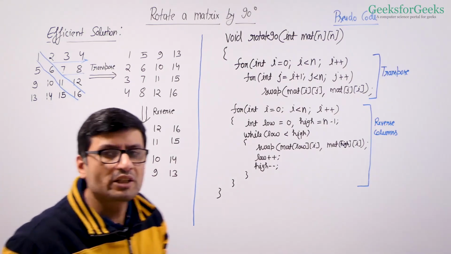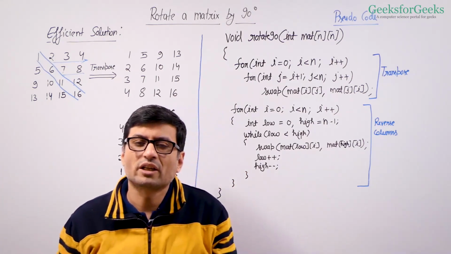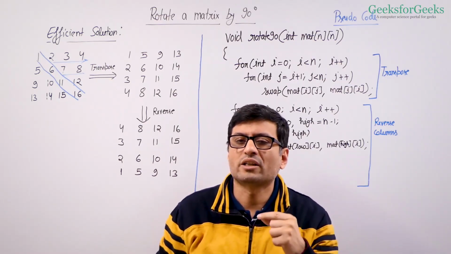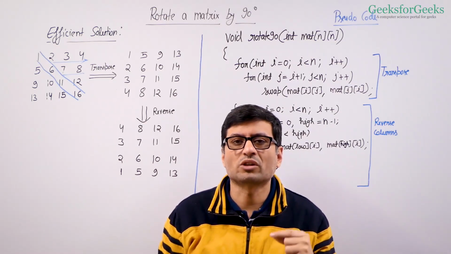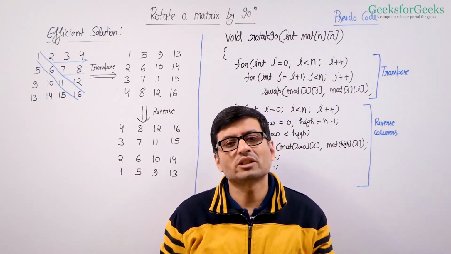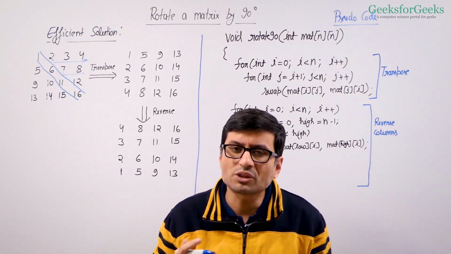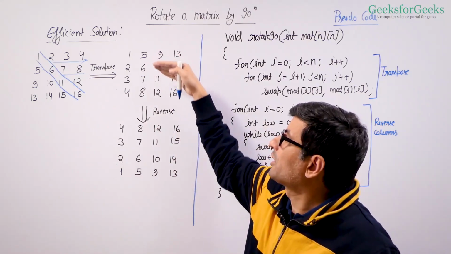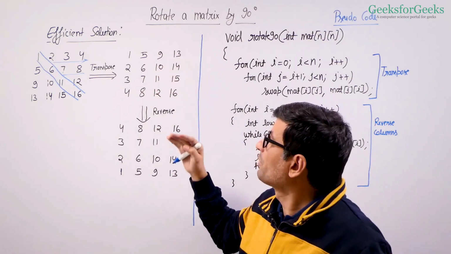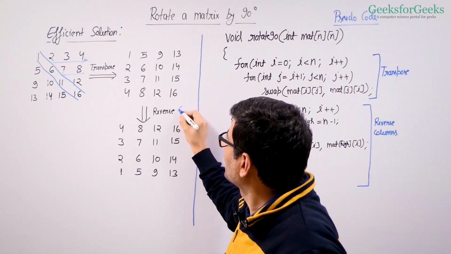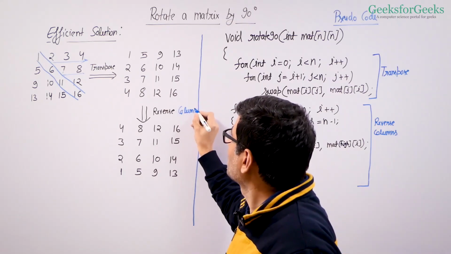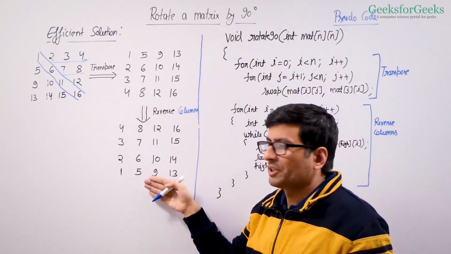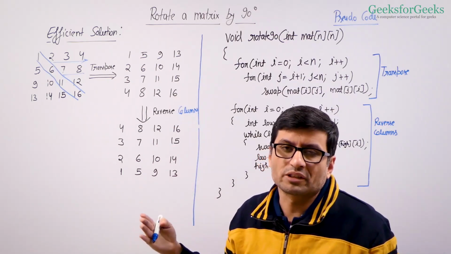So that's how we find the transpose of a matrix, and this transpose algorithm is in place. It does not require any auxiliary matrix, and it works in theta n square time. Once we have found the transpose, our task is to simply reverse the transpose matrix. And when we say reverse, we mean reverse individual columns. So once we reverse individual columns, we get this matrix, and that is our target matrix, right?